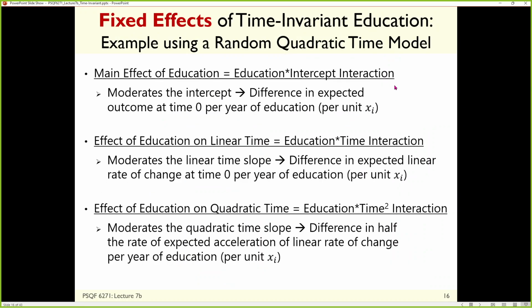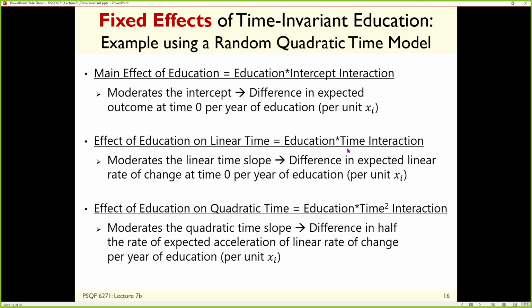Now what if we add something like education? Let's say that we have years of education, so it's a quantitative predictor. Then if I put in a main effect, its job is to adjust the intercept. So I would have the difference in expected outcome at time 0 per year of education is what that slope would give me. I can also have an effect of education on the linear time slope. That is actually a 2-way interaction.